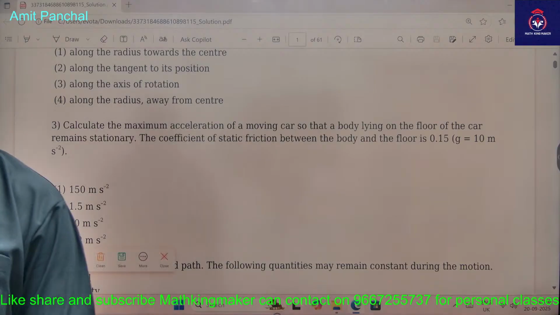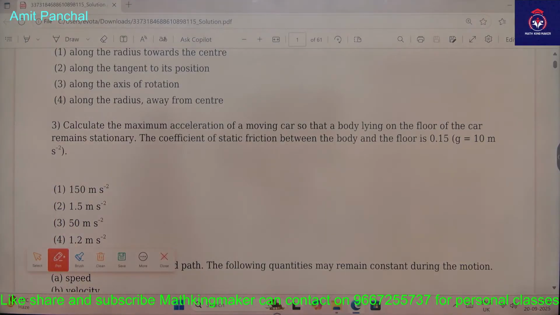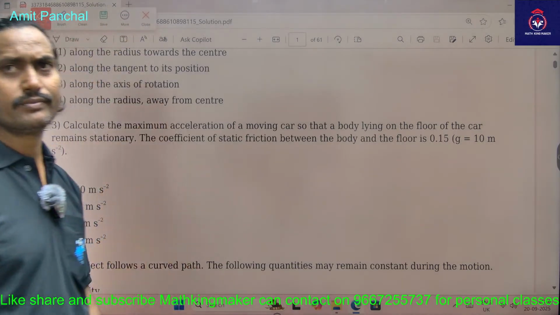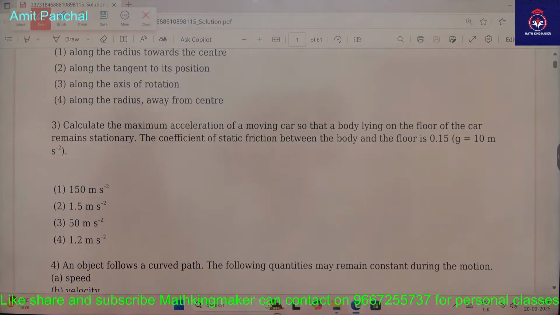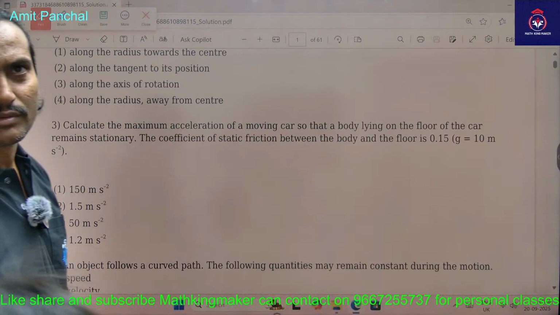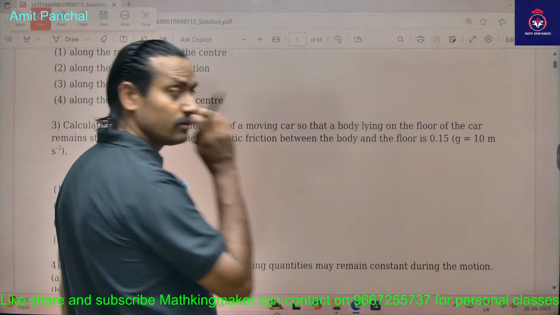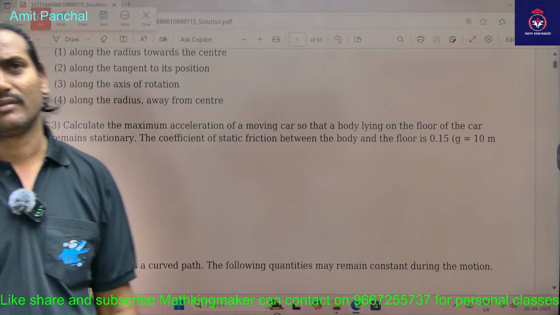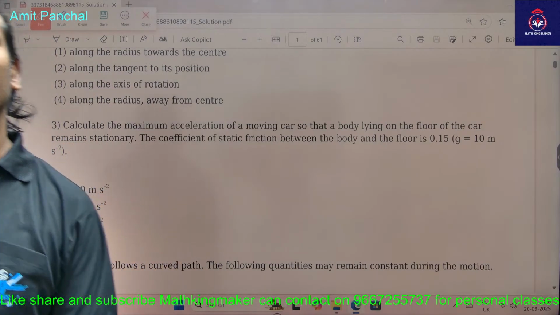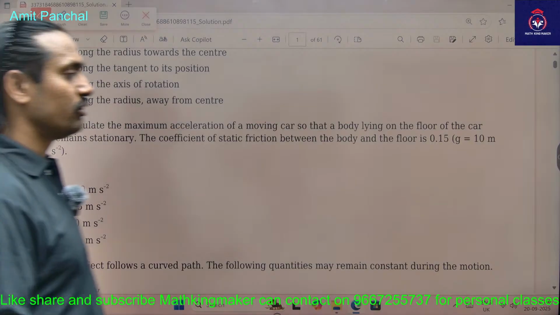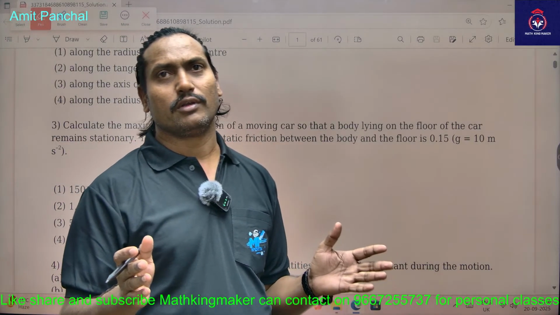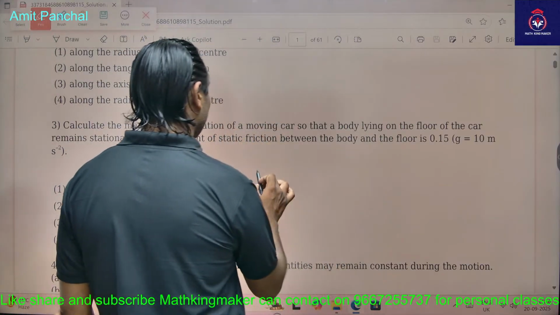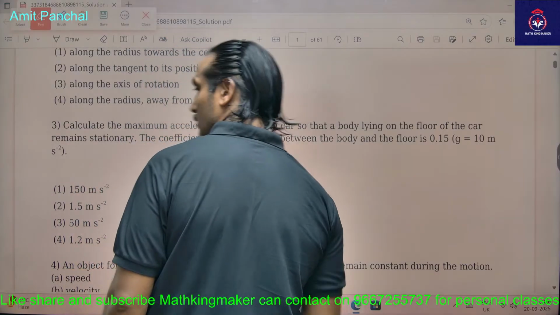Your friction force will be equal to what? The friction force will be equal to the centripetal force. Yeah, if it's not moving in a circle, then no. If it is a circular motion, then friction will always be equal to centripetal force. Okay. So what is friction? Friction is mu mg.